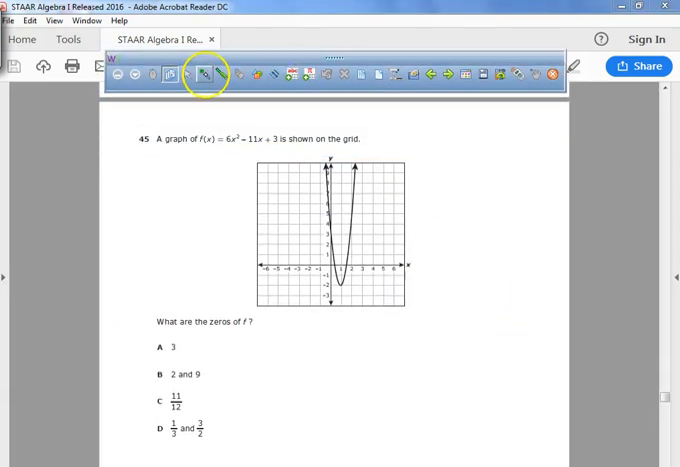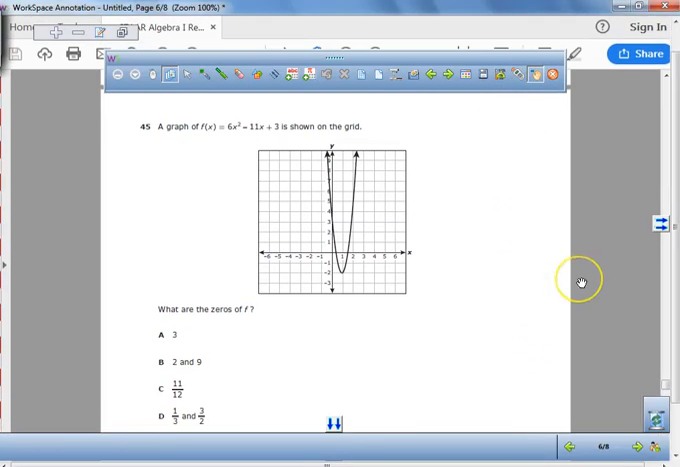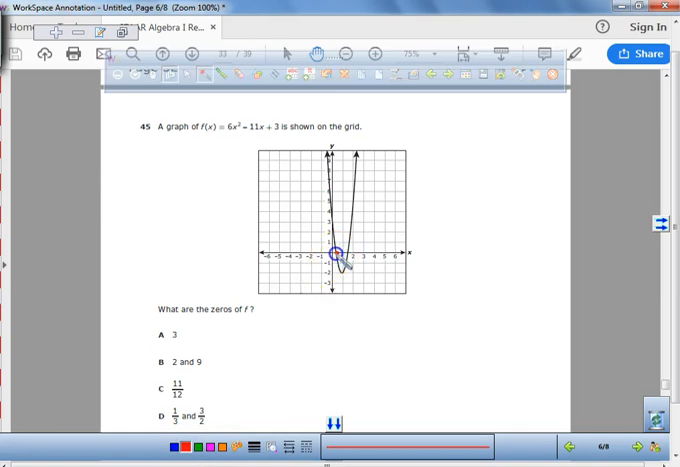You guys ready? What's it asking us to find here for number 45? Zeros. So here's what I want you to do on your paper. On your paper, if you would please, I want you to put a point here and put a point there. Those are your zeros. Okay? Those are your zeros.